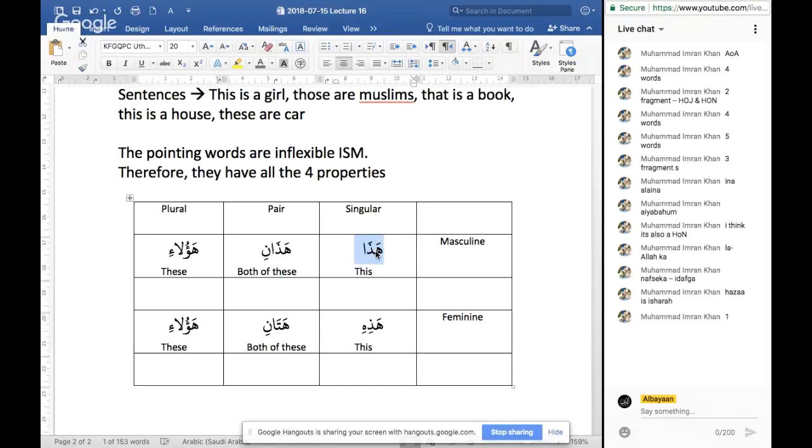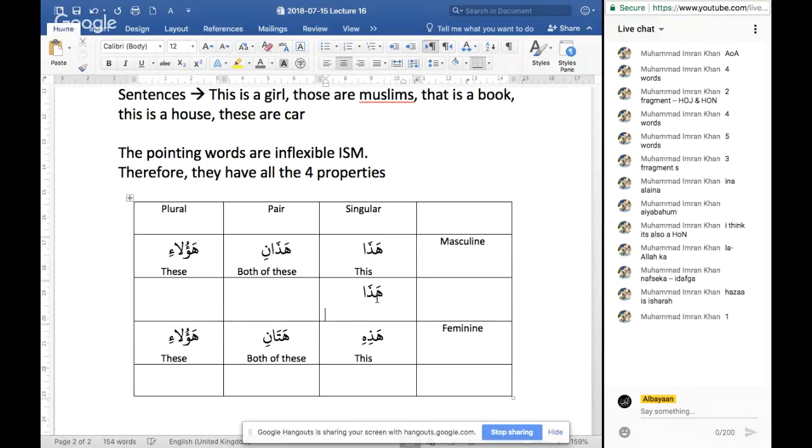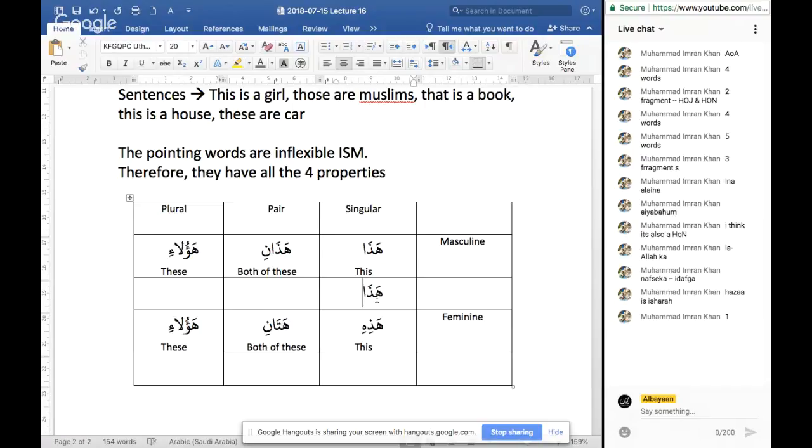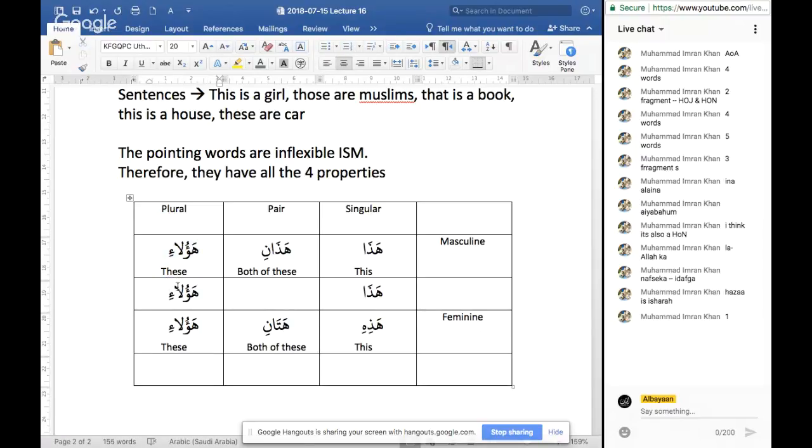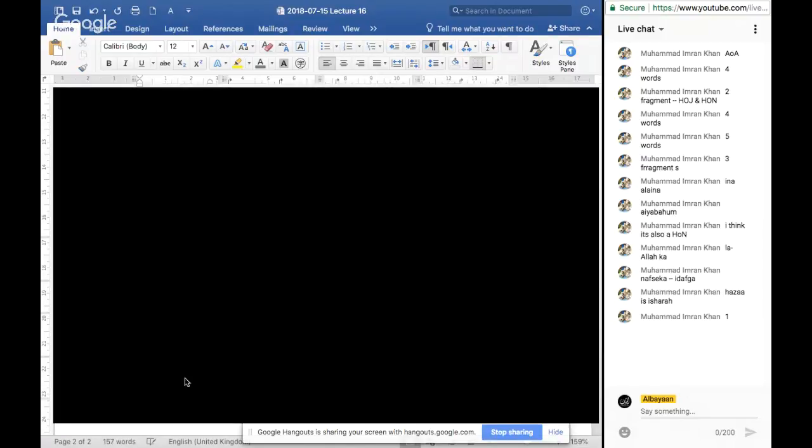The good news is, the Nasab or Jar form of Haza is Haza. It's the same. The Nasab or Jar form of Ha'ula'i is also Ha'ula'i. It's the same. There is no difference. The Nasab or Jar form of Hazihi is also Hazihi. They're exactly the same. And Ha'ula'i is also Ha'ula'i. Exactly the same. No difference.